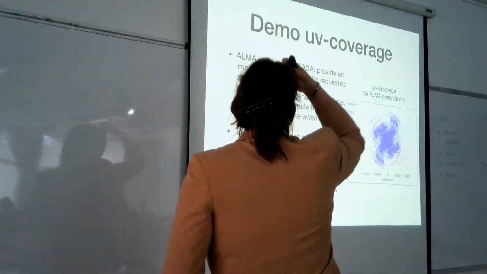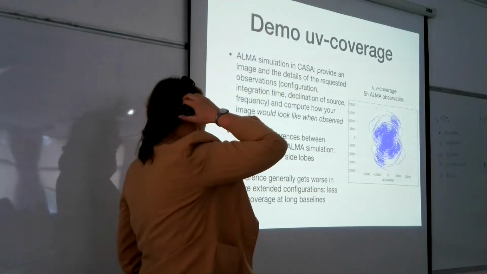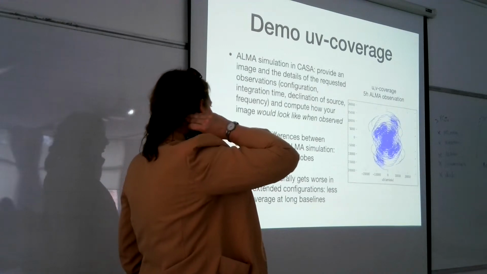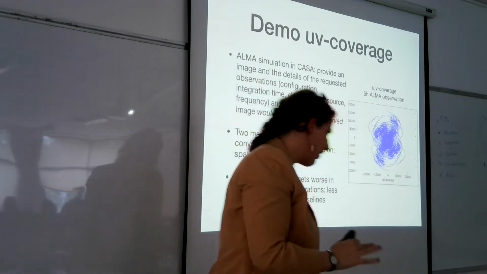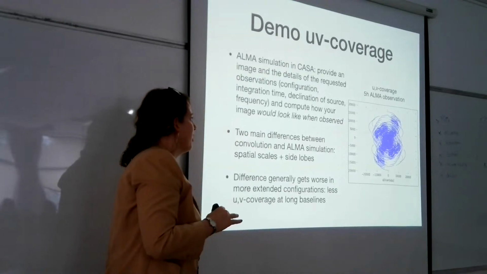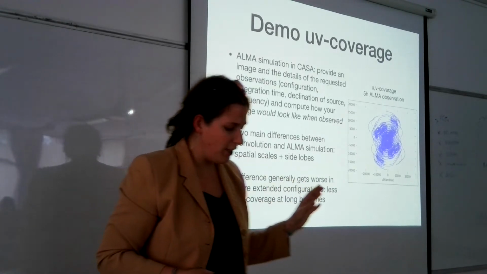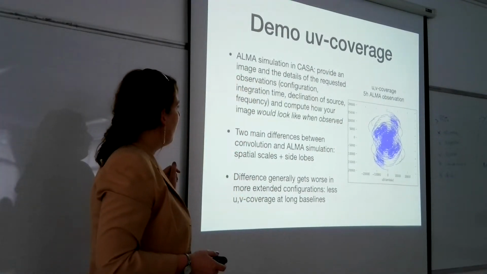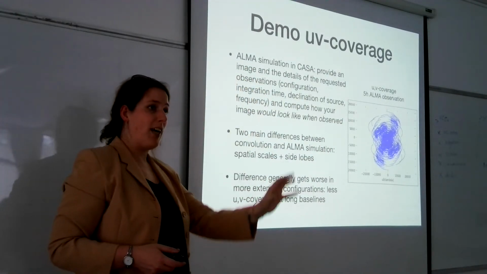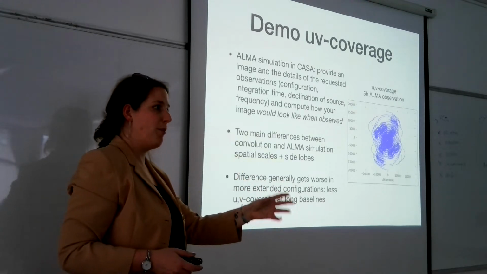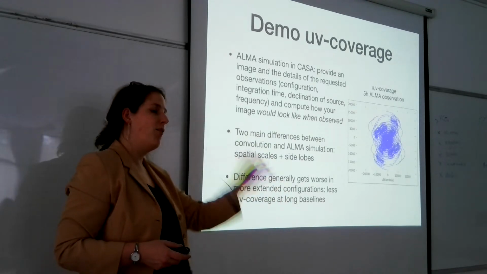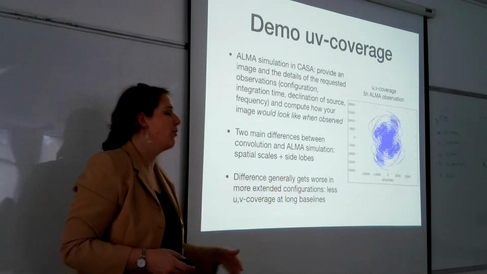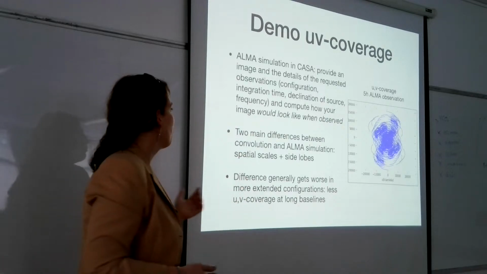So I'm going to show you basically what happens if you do not take into account that UV coverage issue. And I'm going to do this using an ALMA simulation that I've done. So I'm going to provide an image and put it through the ALMA simulator. The ALMA simulator calculates what the image would look like with a given configuration, based on a given list of parameters, like how long do I want to observe.